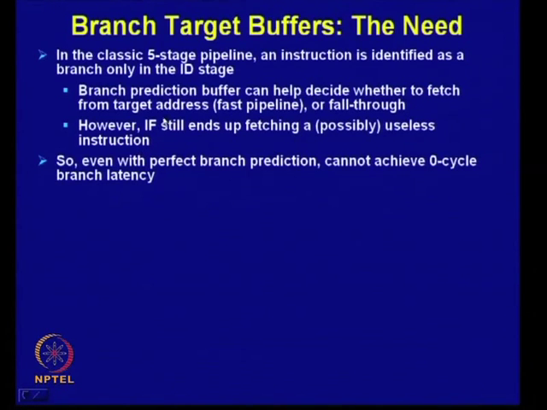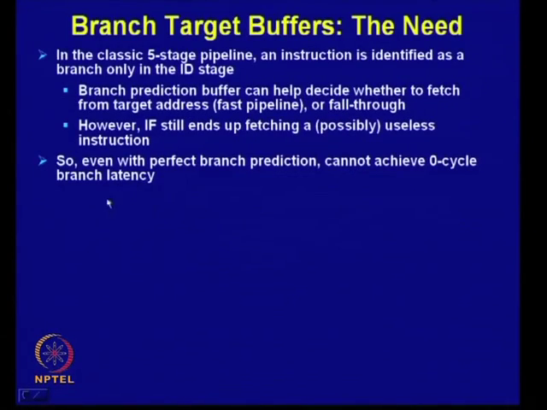possibly useless instruction. That means, whenever you are using only the branch prediction buffer, what happens is being shown here. Even with perfect branch prediction, it cannot achieve 0 cycle branch latency. The reason is that the calculation of the target address is usually done in the execution stage, or in a later stage. So, even if your prediction is correct, taken or untaken, where the branch will go is not known in the second cycle. So, it is necessary to have a branch target buffer.